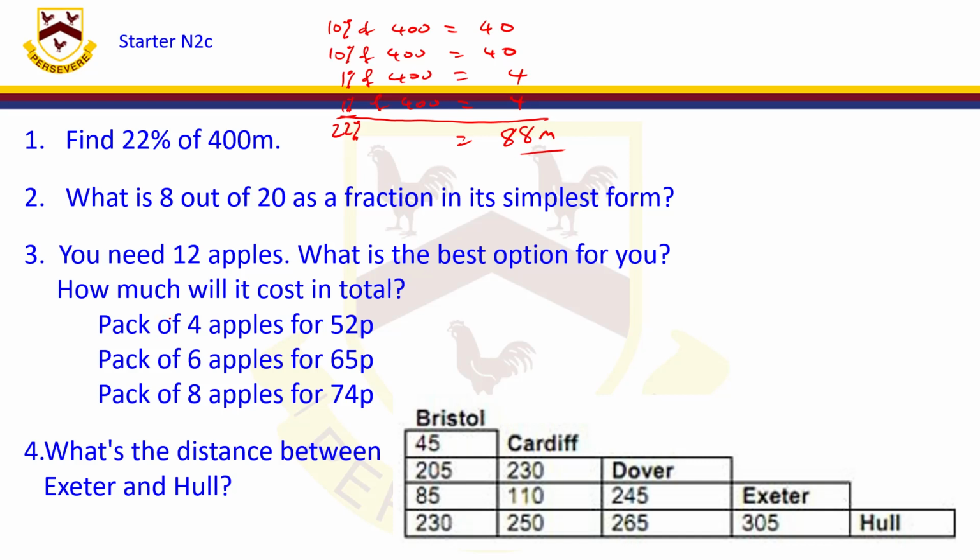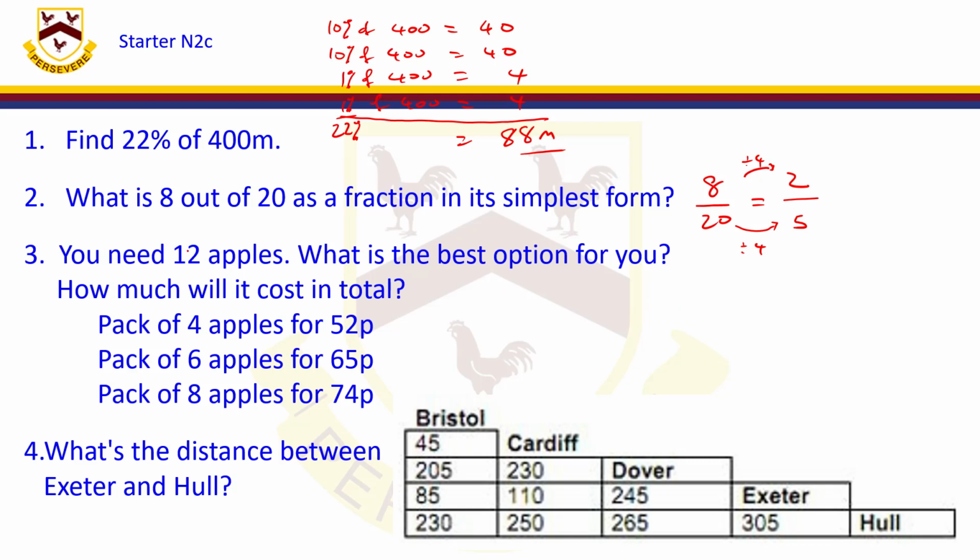8 out of 20 as a fraction in the simplest form. So we write 8 over 20 as a fraction. And to simplify it then, what goes into 8 and into 20? Well, 4. So if we divide by 4, we get 5 here. And so whatever we do to the denominator, we do to the numerator. And that's 2 out of 5.